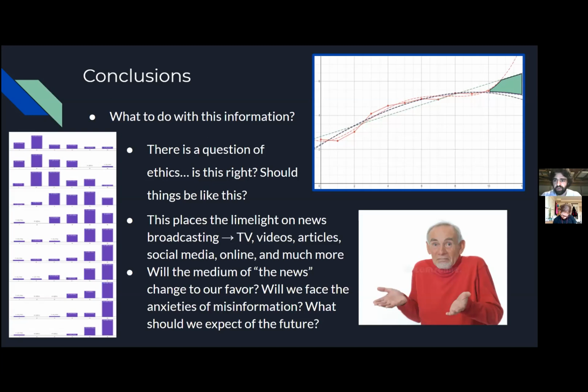Is this right? Should we, as a democracy that's supposed to work with information, with truth, with educated opinion, be worried? Should we be saying something to these news networks, to provide people with a more cohesive narrative of the information? Of course we can ask how the news will change as a medium, what these anxieties of misinformation will do, what to expect from the future.